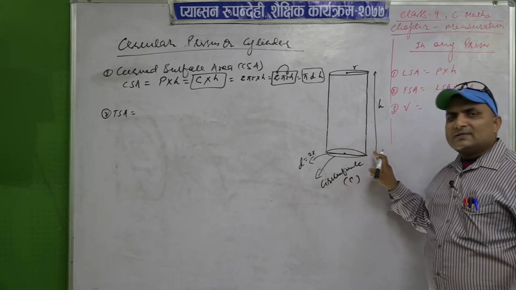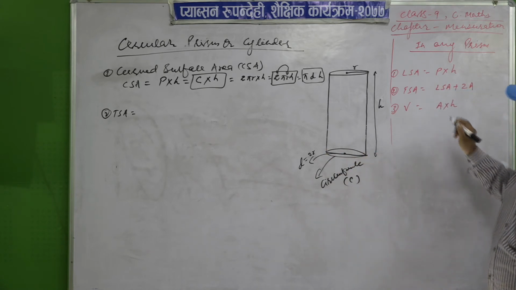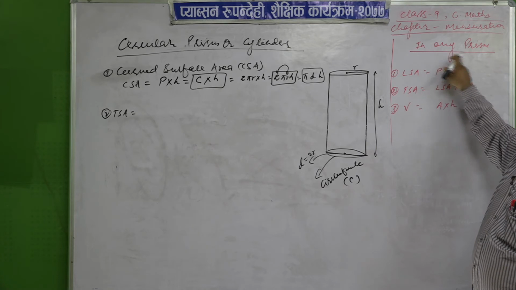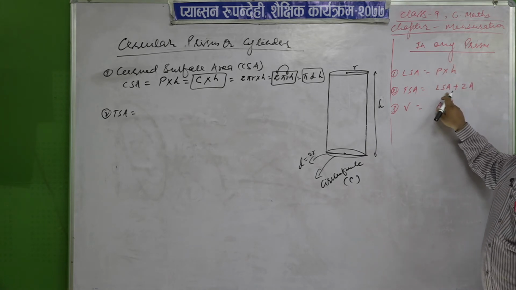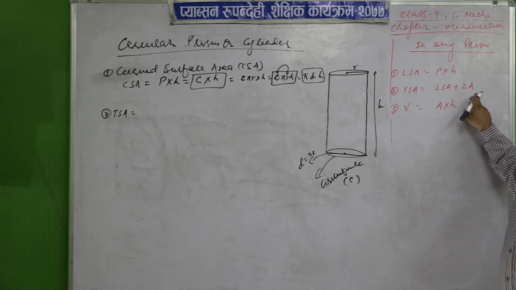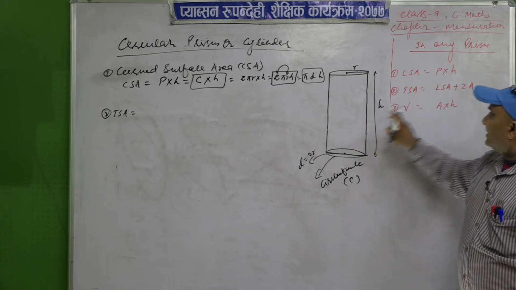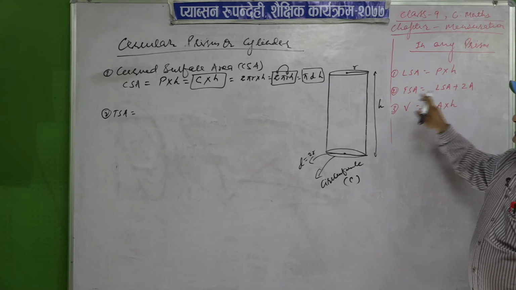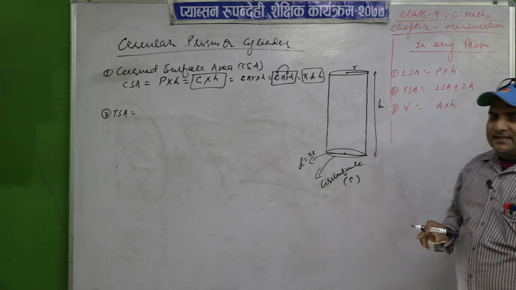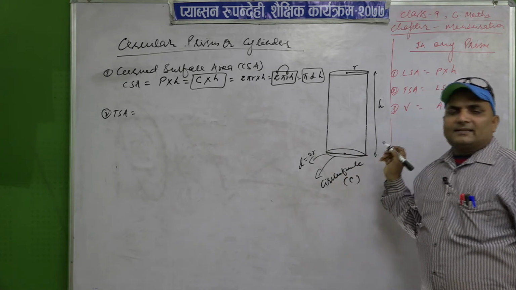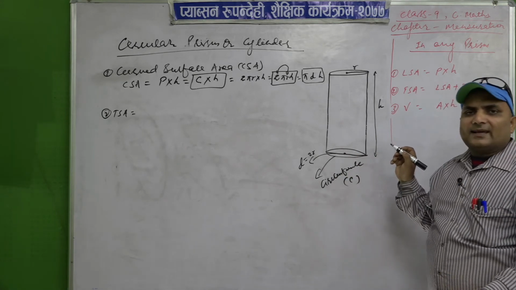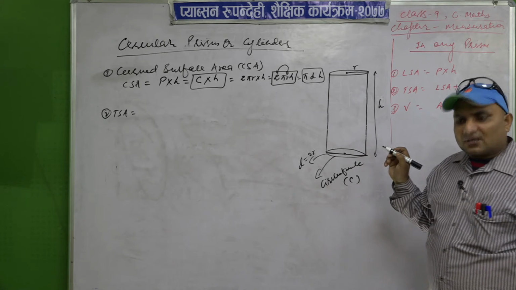So, area of base means area of the circle. Again, see, total surface area of any prism is lateral surface area plus 2A, where A means area of the base. In a cylinder, we do not use LSA, we say curved surface area, and A means area of the base. In a cylinder the base is circular, so area of base means area of the circle.